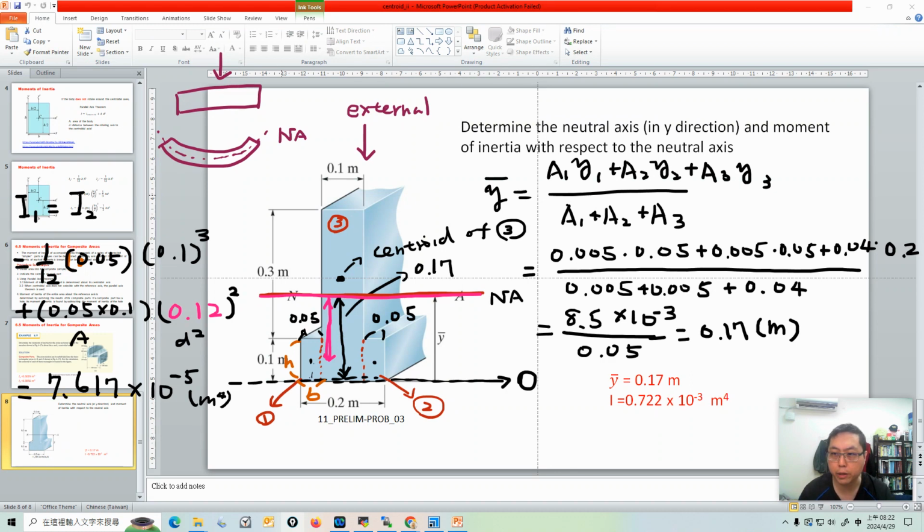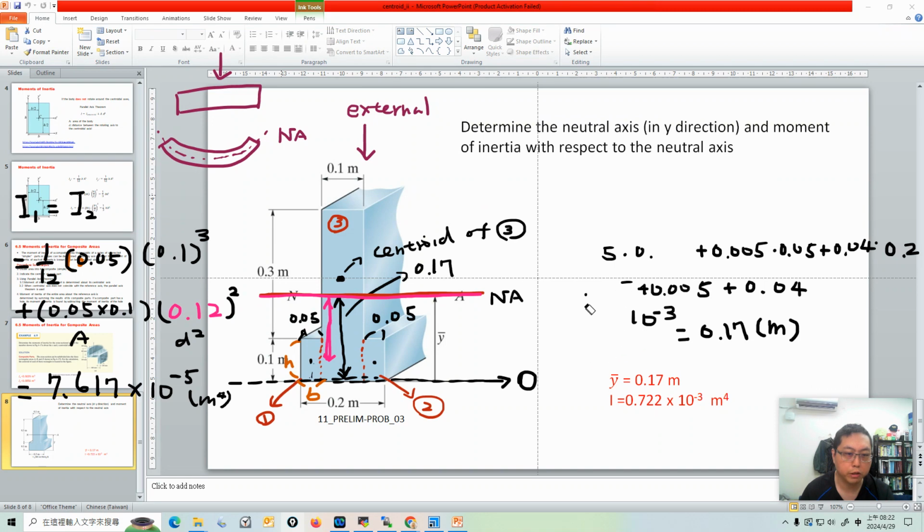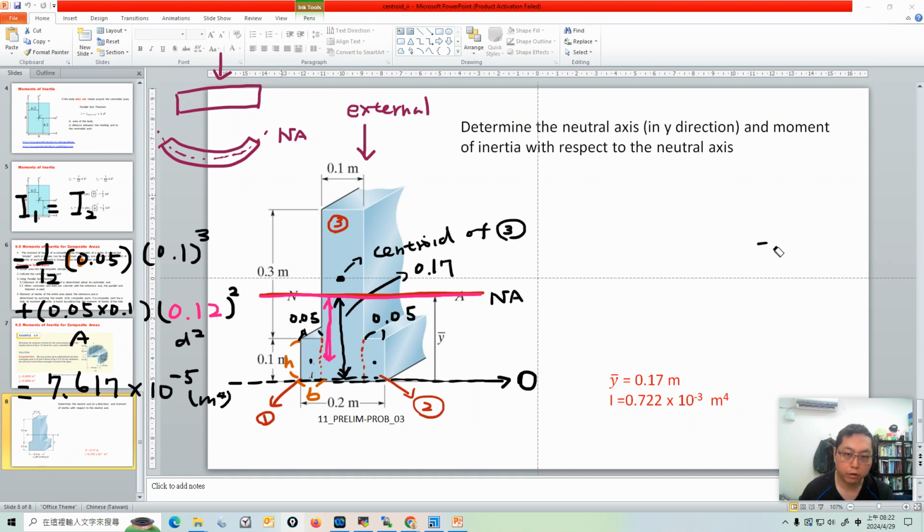Okay, I3, maybe I erase here. So I3 is the same thing. Right now, the neutral axis does not pass through the centroid of 3. Okay, you see from the figure, it's very clear. Your centroid is here, your neutral axis is here. So right now, your neutral axis does not pass through the centroid.